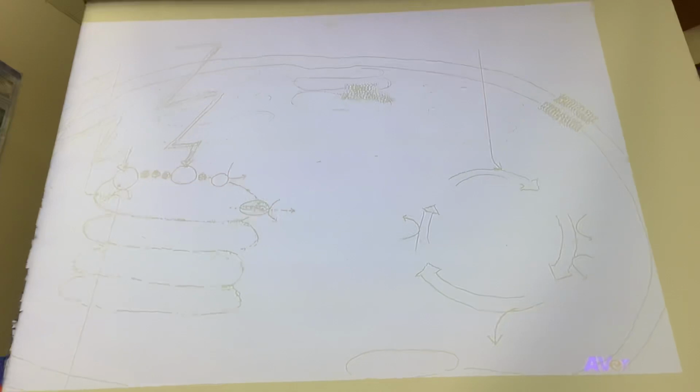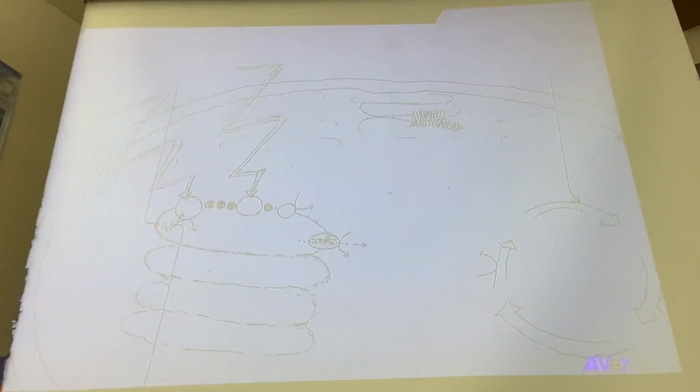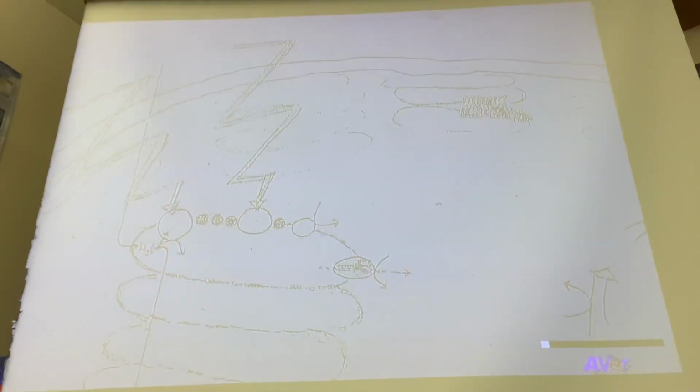Now, what do we need to get photosynthesis started? We need light, right? We've got to have the light turn on. That's actually what these little zigzags represent. They're representing light. So I'm going to write over here.